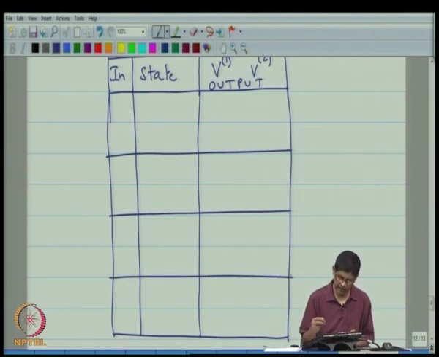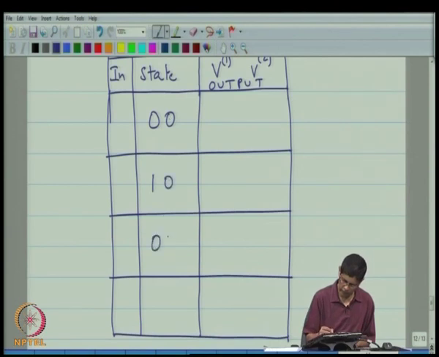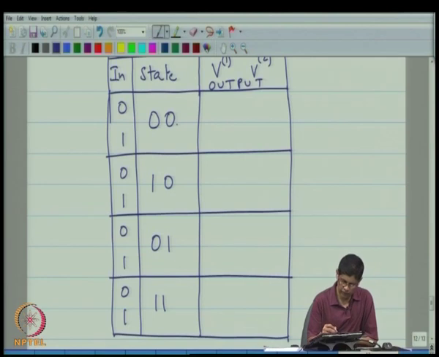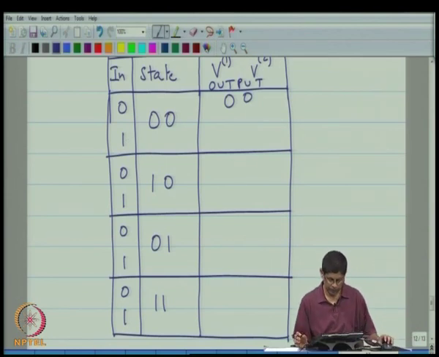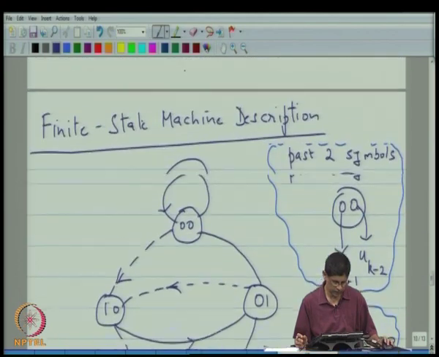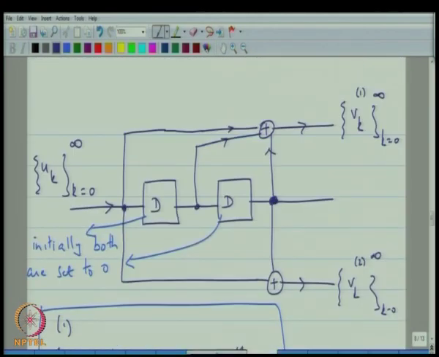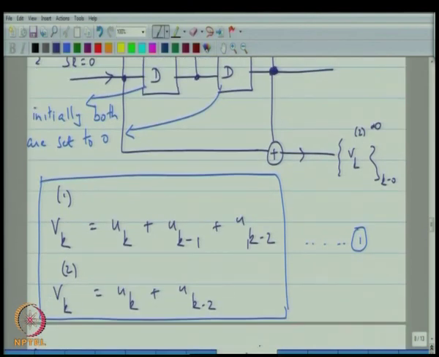There are 4 possible states that the finite state machine could be in: 0 0, 1 0, 0 1, 1 1, and in any state that it is, the input could be 0 or 1. If the input is 0 and the state is 0 0, then the output is 0 0. Well, you can figure out the rest, because for that you have to just go back here and look at these expressions here.